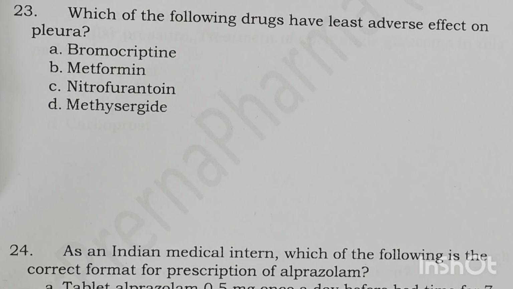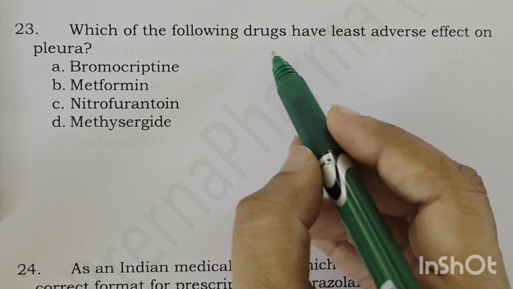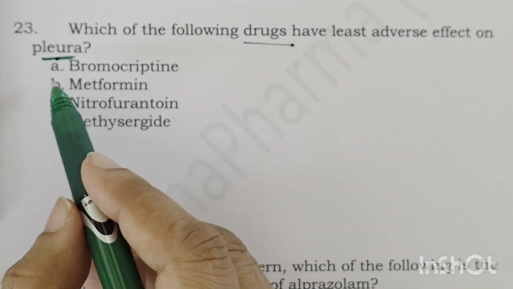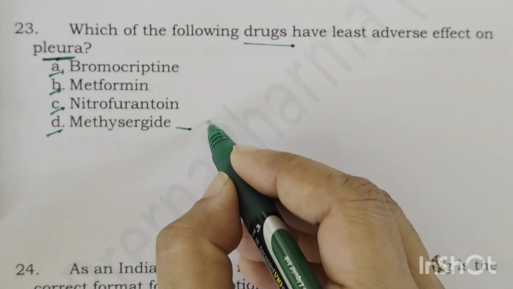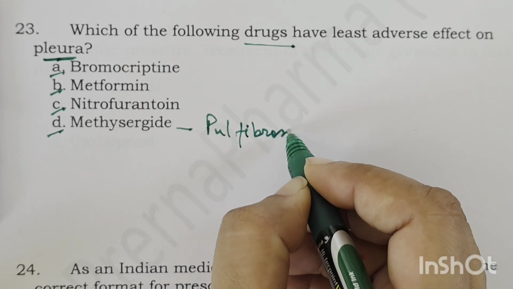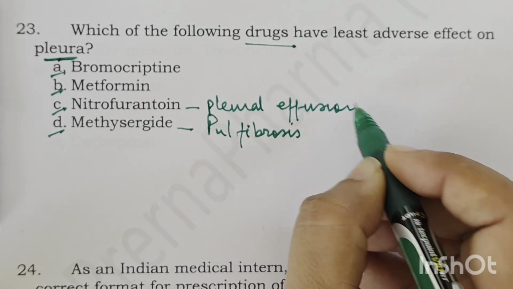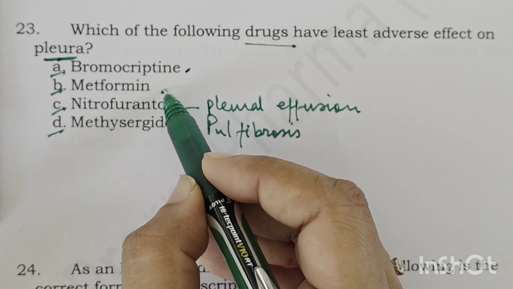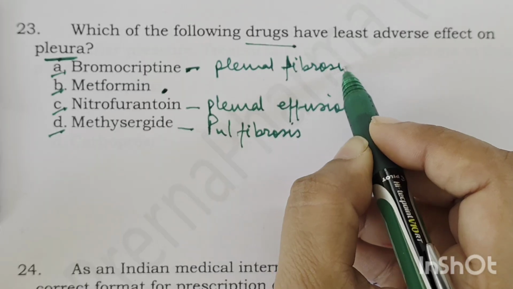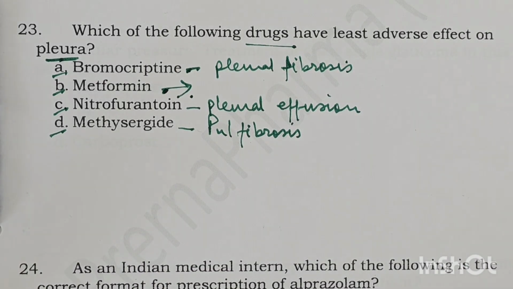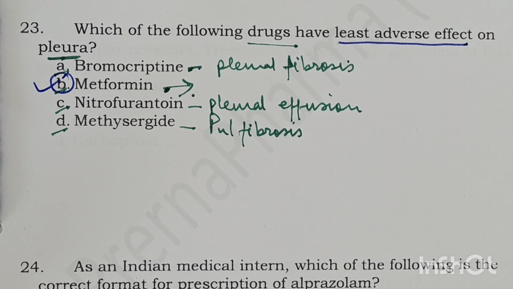Next, which of the following drugs have least adverse effect on pleura? So drugs having least adverse effect on pleura: bromocriptine, metformin, nitrofurantoin and methysergide. Now methysergide, we know it is associated with pulmonary fibrosis, right? Nitrofurantoin can result in pleural effusion. The 2 drugs which we remain with are bromocriptine and metformin. Bromocriptine also causes pleural effusion or pleural fibrosis on long-term use. So the only option that we have is metformin, because they have asked least adverse effect. So the correct answer here is metformin, right?